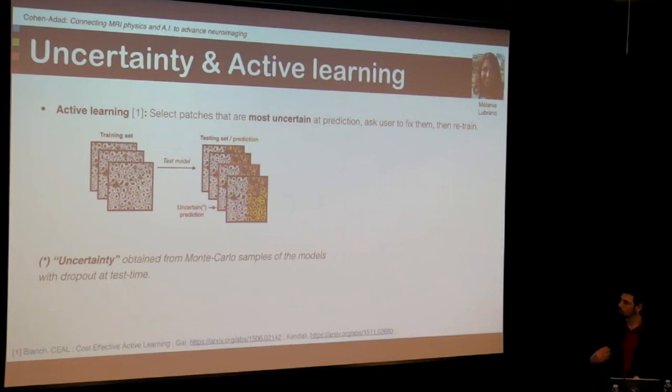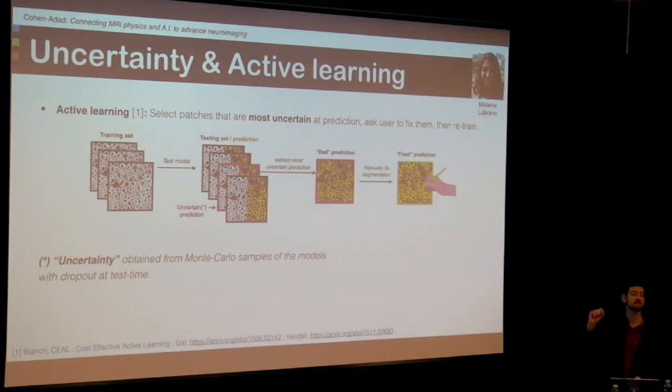But the basic idea is that we would predict labels. We would select those that are least certain, and then we would manually fix them. Once they are fixed, they would be input into the training set, and then the model would be trained with this additional, better informed and better labeled data set.